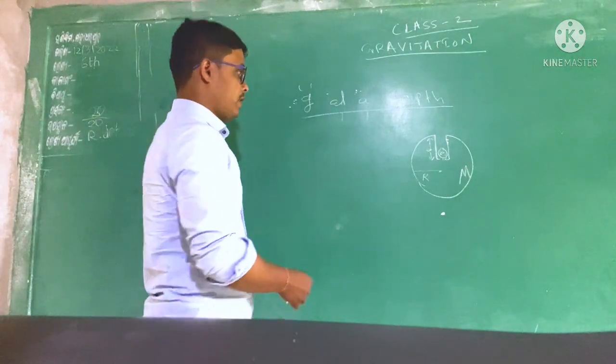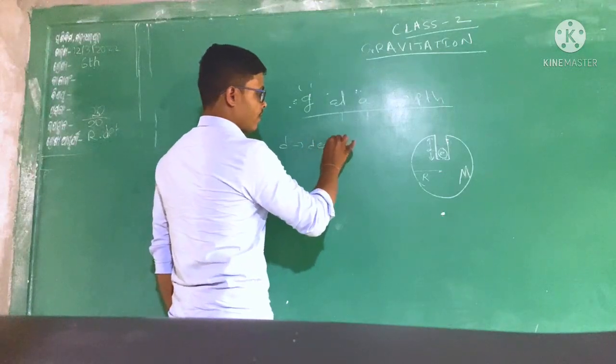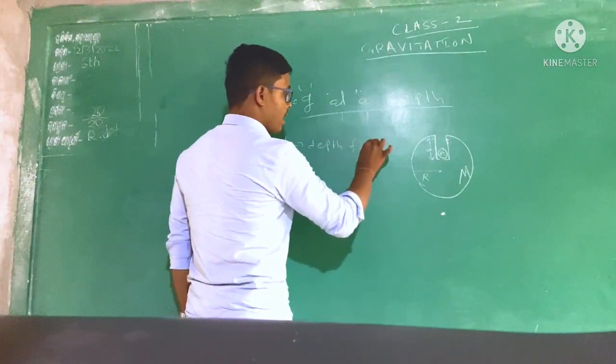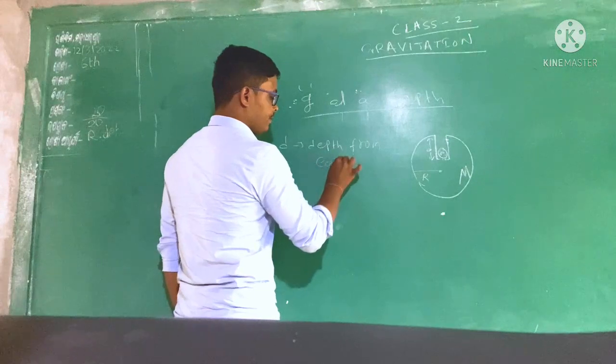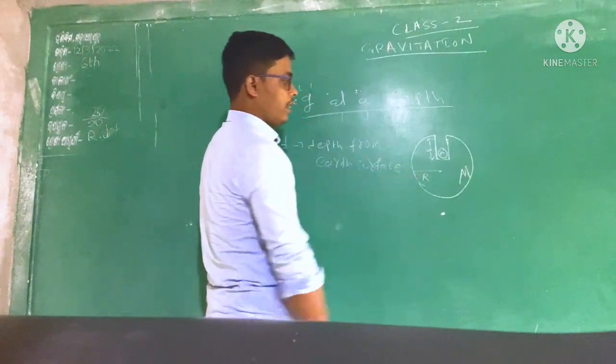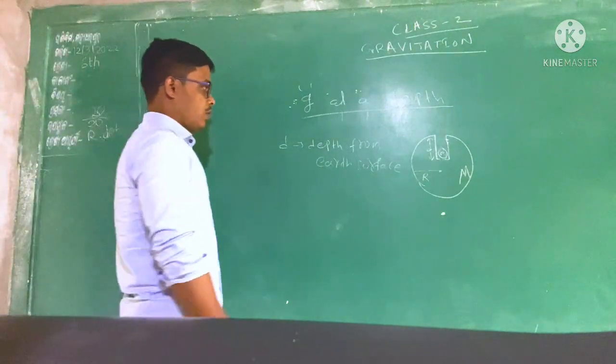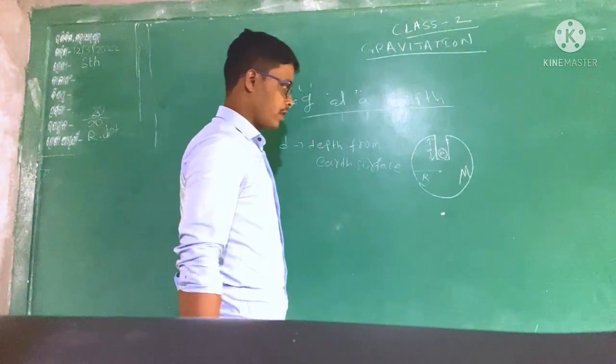surface. So what is d? d is the depth from earth surface. Earth surface के नीचे की तरफ है जहाँ m situated है. So d is the depth from the earth surface.